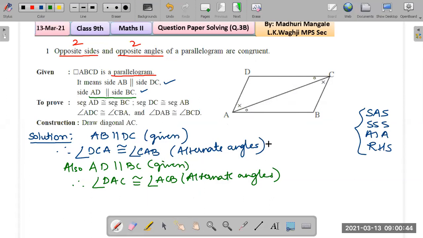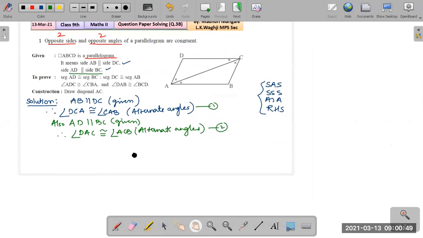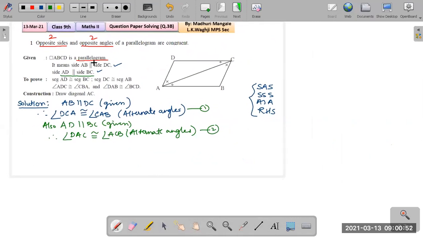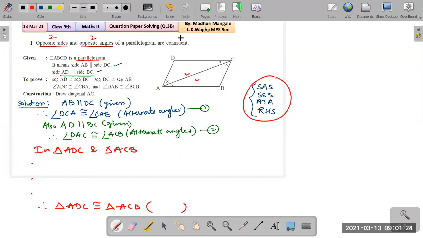So far we have got two equations. This is equation 1, this is equation 2. Now let's check what can be done next. Yes, now straight away we can write out the names of the two triangles. So which are the two triangles? One is triangle ADC and the other is triangle ACB. We have to prove these two triangles are congruent, right? And to prove that they are congruent, we need how many parts? We need three parts. And then we can say, yes, triangle ADC is congruent to triangle ACB by whichever rule among these, correct?